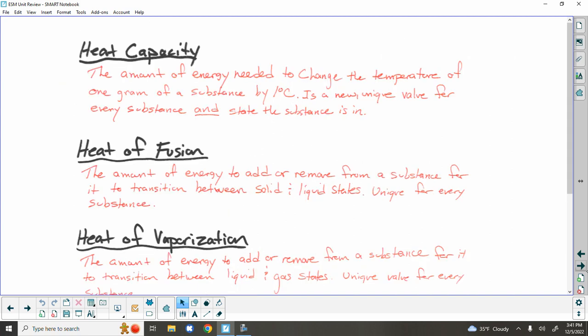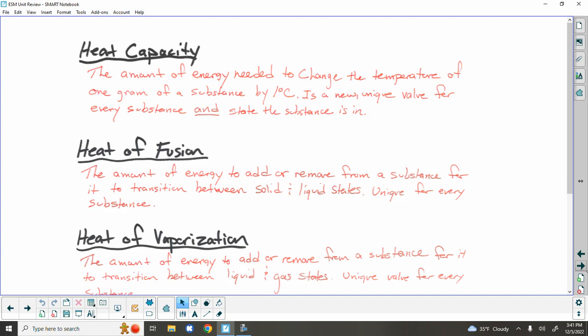And then question 5 says, what is the physical meaning of heat capacity, heat of fusion, heat of vaporization? Well, the physical meaning for heat capacity, the amount of energy needed to change the temperature of 1 gram of substance by 1 degree Celsius. It is a new unique value for every substance and state the substance is in. So the heat capacities for water in the solid, liquid, and gas states are different. And the heat capacities for solid water, liquid water, and gaseous water are different than solid, liquid, gas of another substance. So new, unique, depending on the substance and what state it is in.